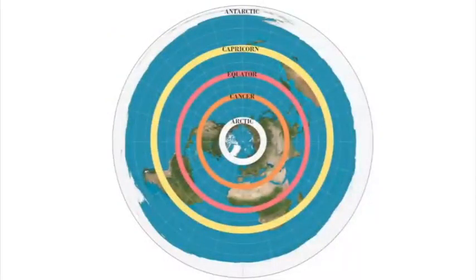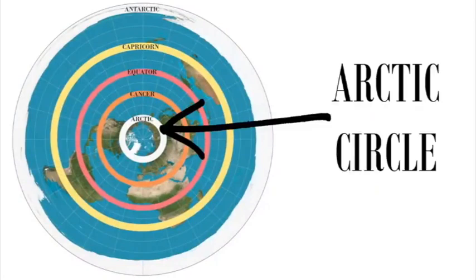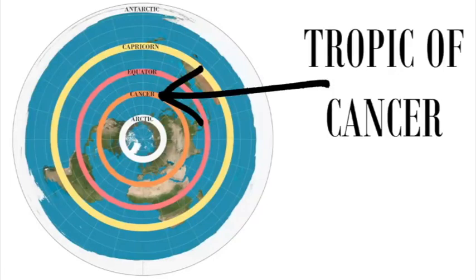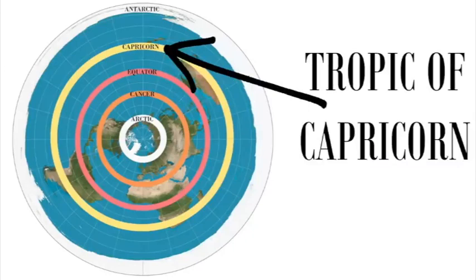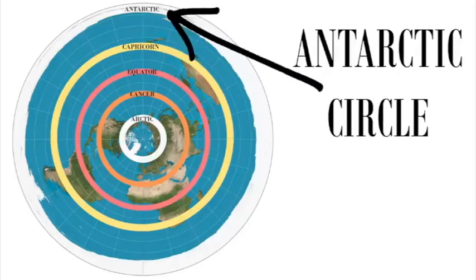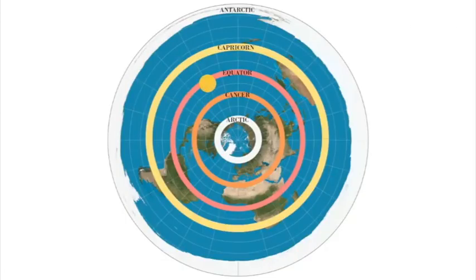There are 5 prominent circles of latitude, we are told. We have the Arctic Circle, closest to the center, the Tropic of Cancer at 23.5 degrees latitude in the northern hemisphere, the Equator at 0 degrees latitude, the Tropic of Capricorn at 23.5 degrees latitude in the southern hemisphere, and the Antarctic Circle.